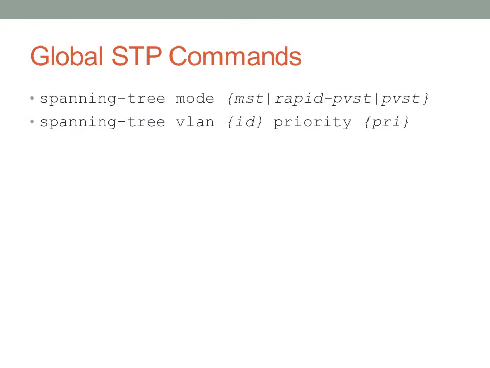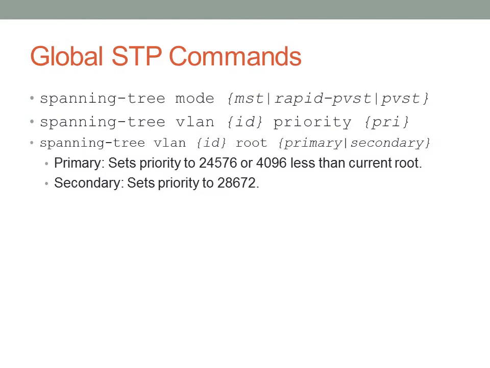With spanning-tree vlan priority, you can specify for each individual VLAN, because Cisco switches do per-VLAN spanning tree. You can specify the spanning tree priority for an individual device. Or, if you want to, you can configure it to some default values for priority. You can say spanning-tree vlan ID root primary or secondary, and it will set the values to some default values that work very well.